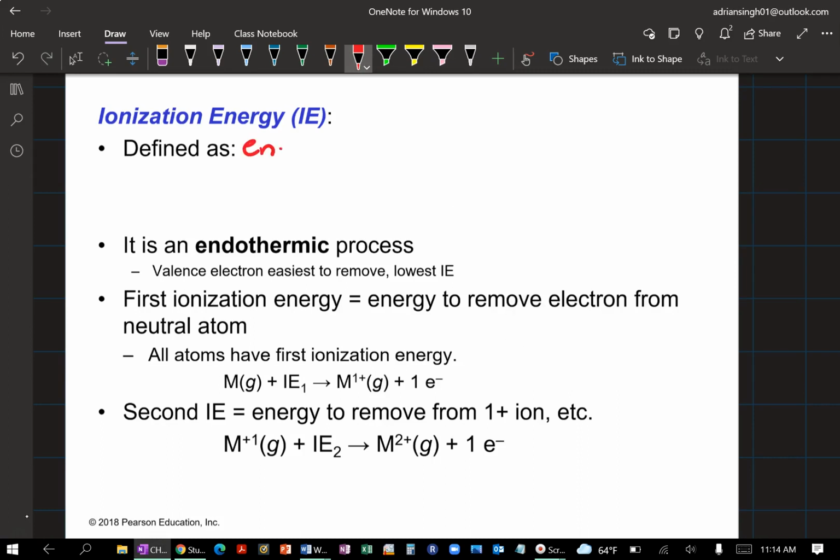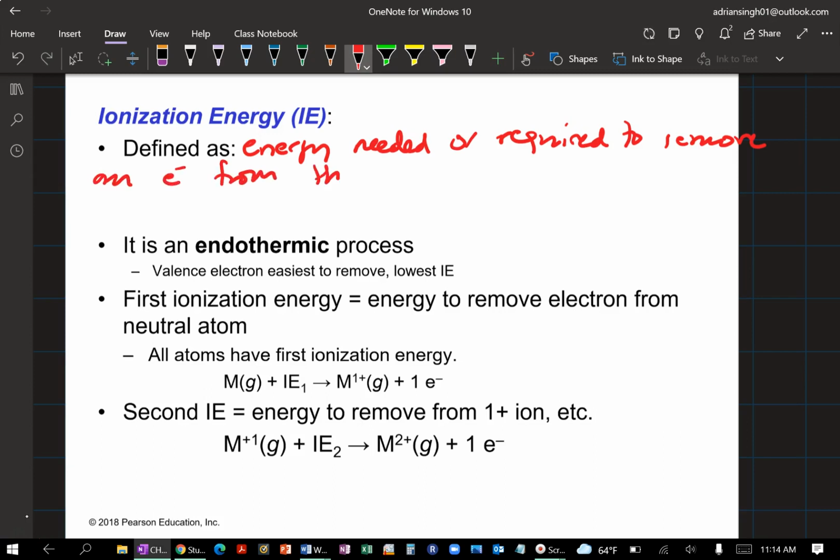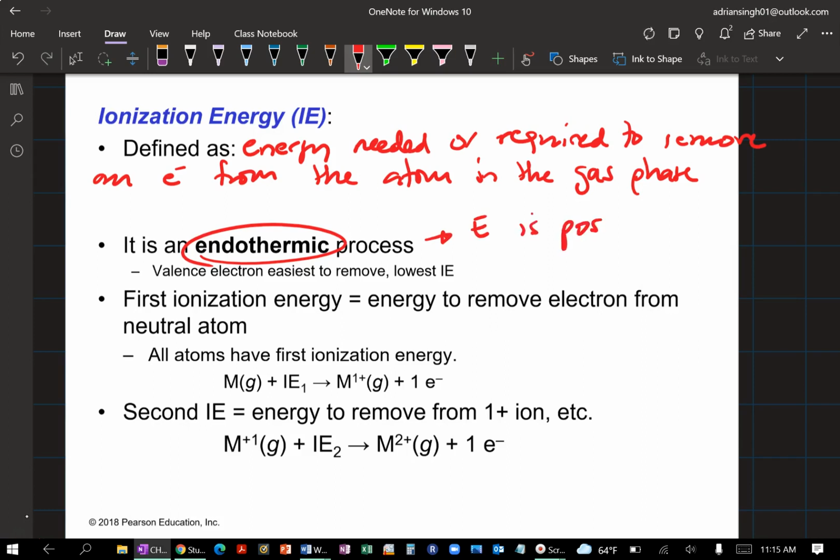Well, this is defined as the energy needed or required to remove an electron from the atom in the gas phase. Okay, so because energy is needed, this is going to be an endothermic process. All right, and that means then your energy here is going to be positive. You have to provide that in order to remove that electron.